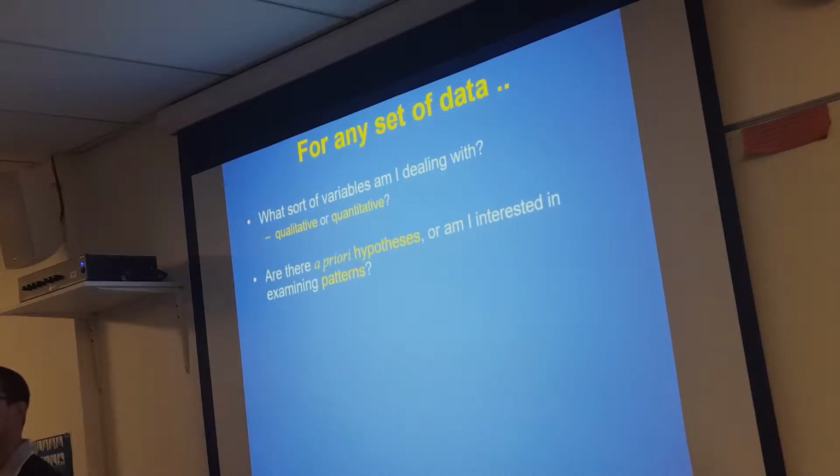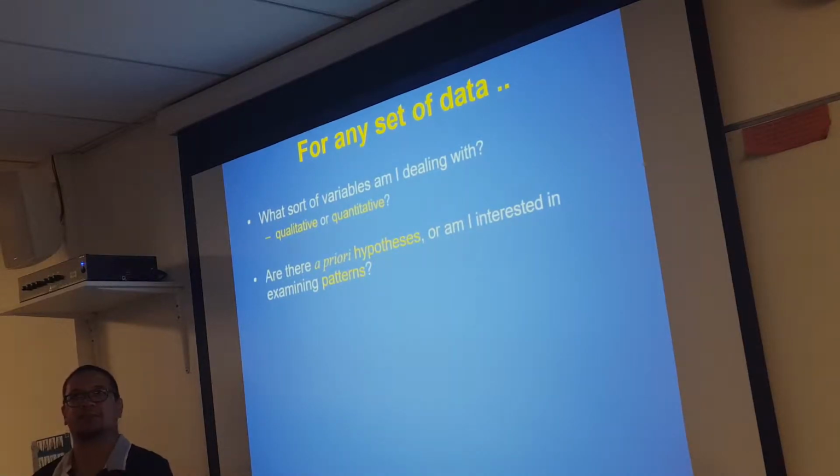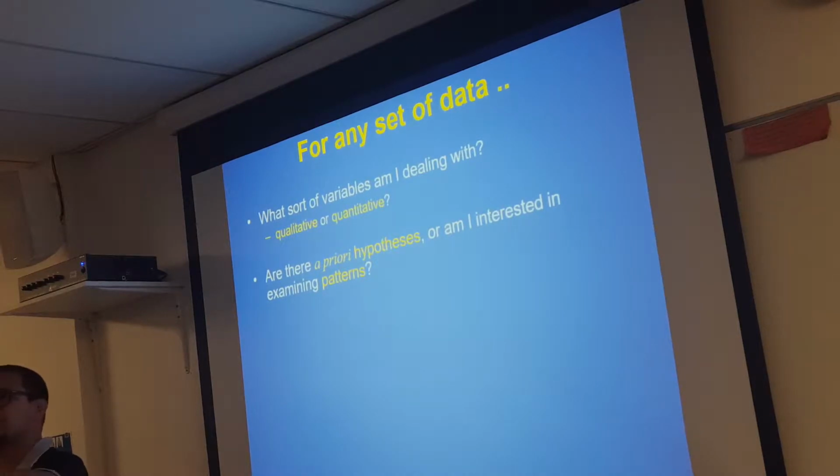I just completed an analysis for a company with Masters of Analytics students, and they were doing what's called A/B testing. They wanted to know whether or not this kind of marketing was having an effect. So they had a hypothesis in mind. If I market to these people and not to these people, is there a difference in their consumer behavior? That's when you have an a priori hypothesis. Or am I just interested in detecting a pattern of some kind? That's not really an a priori hypothesis, you're just trying to describe what's going on.